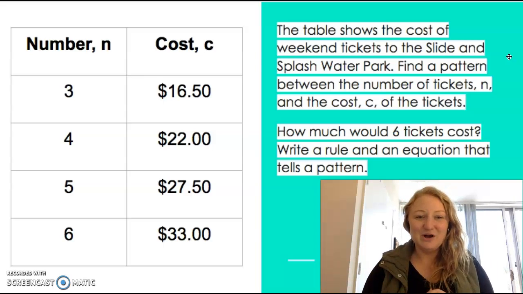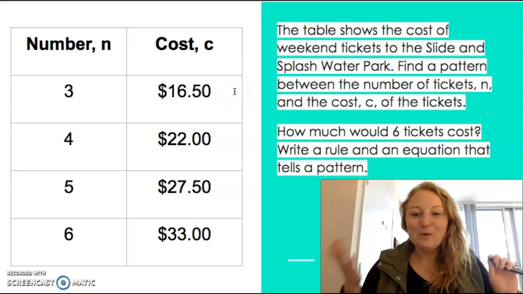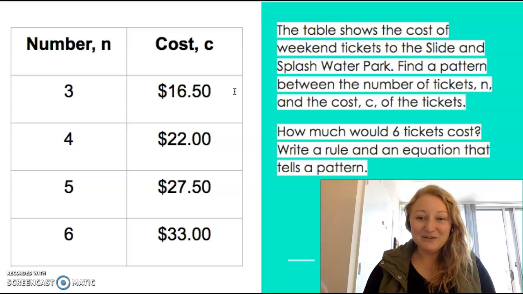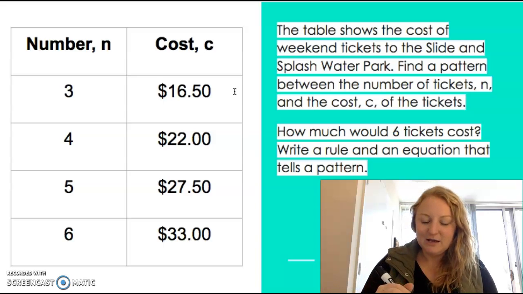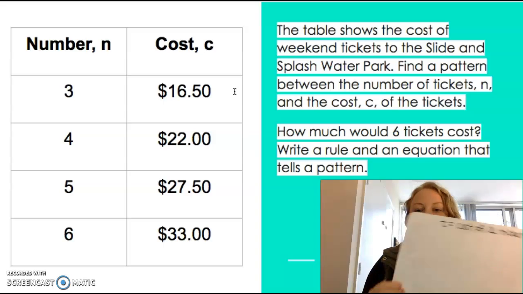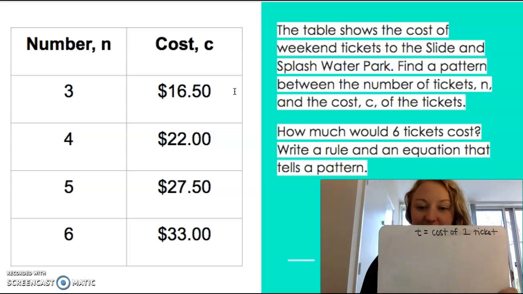All right, so we know that 3 tickets, that's the number of tickets, costs $16.50. What we don't know is how much 1 ticket costs. So I want to figure that out. It's almost like finding the unit rate. So I'm going to put my variable as t, and it's going to be equal to the cost of 1 ticket. So I will show you my variable here, the cost of 1 ticket.